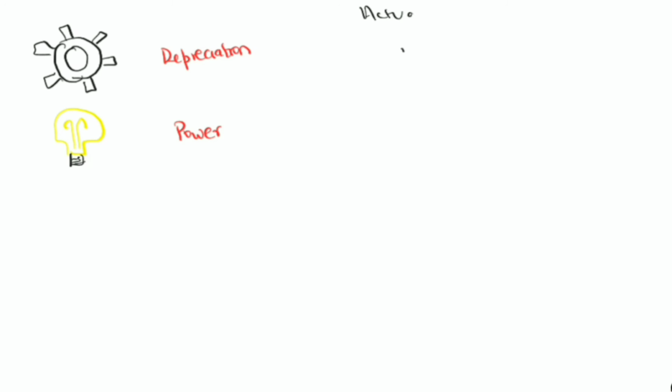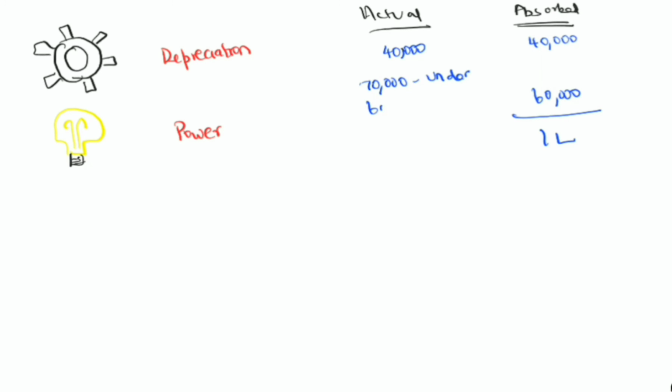Now let us take depreciation and power as example overhead costs. Say, absorbed depreciation is the same as actual depreciation. But in the case of power, the actual could be either greater than, equal to, or lesser than the absorbed overheads. Now what is to be done with this under or over absorption?